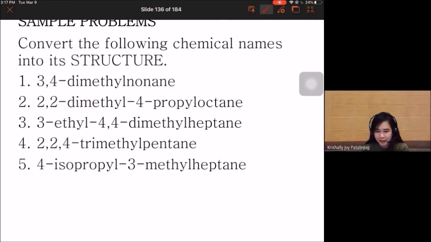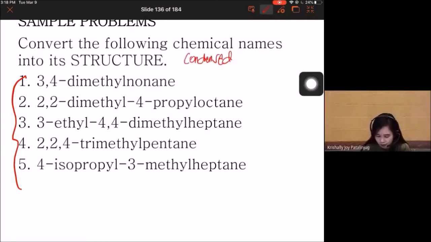Para dili masayang ang atong oras. Sige ha, I will just use the skeletal one. Okay? And it is your job already. Activity na lang yung worksheet number 4. I will let you draw the condensed one. Draw the condensed structure of the following.